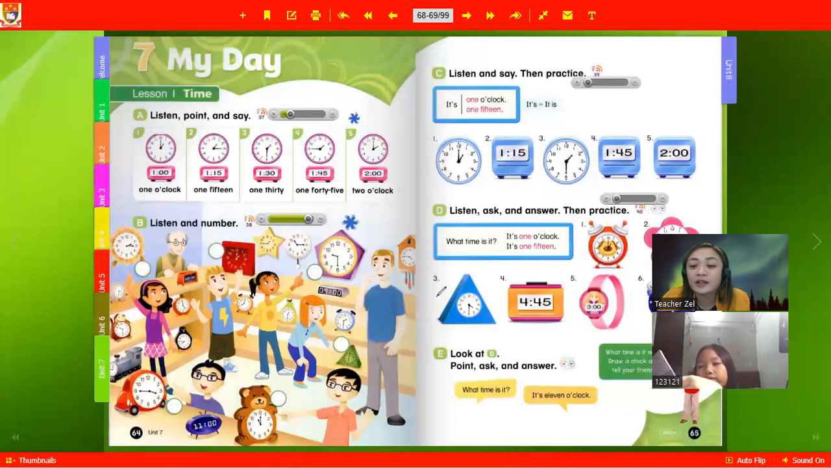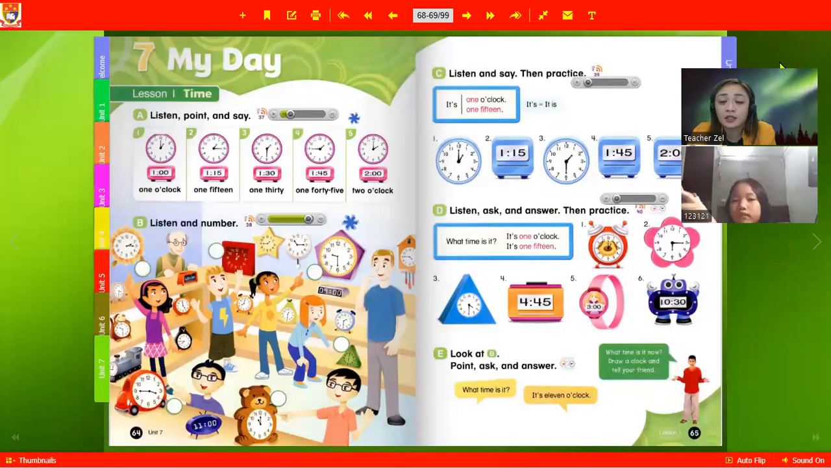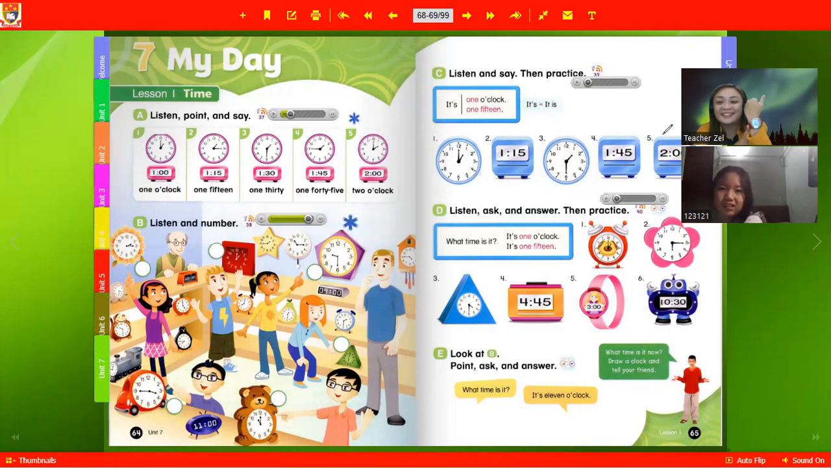So, are you wearing a watch at school? Are you wearing a watch like this? No clock at school. Oh, no clock, no watch. You're not wearing a watch? No clock at school. Oh, no clock at school. All right.